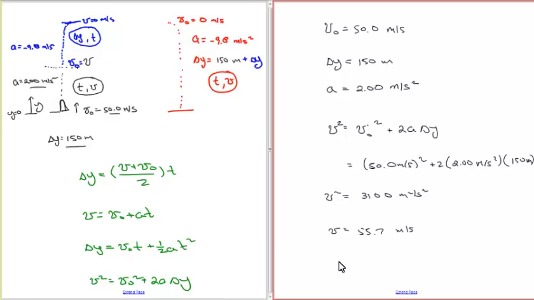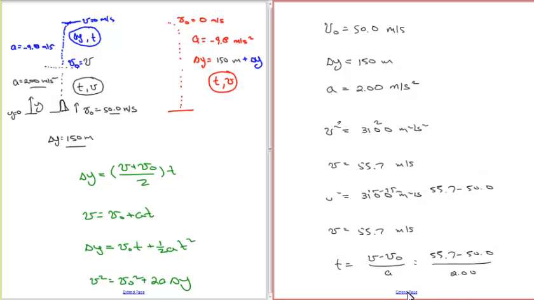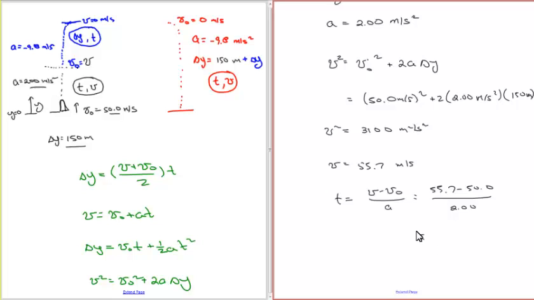So that's the velocity. So now we can calculate the time. Probably can use this one now. So if we solve for t, we get v minus v0 over a. V is 55.7, v0 is 50, divided by the acceleration, which is 2.00. And we did it correctly because we get a positive number. So we get 55.7 minus 50, which we should have done in our head, divided by 2, is 2.85 seconds. So that's T, black.